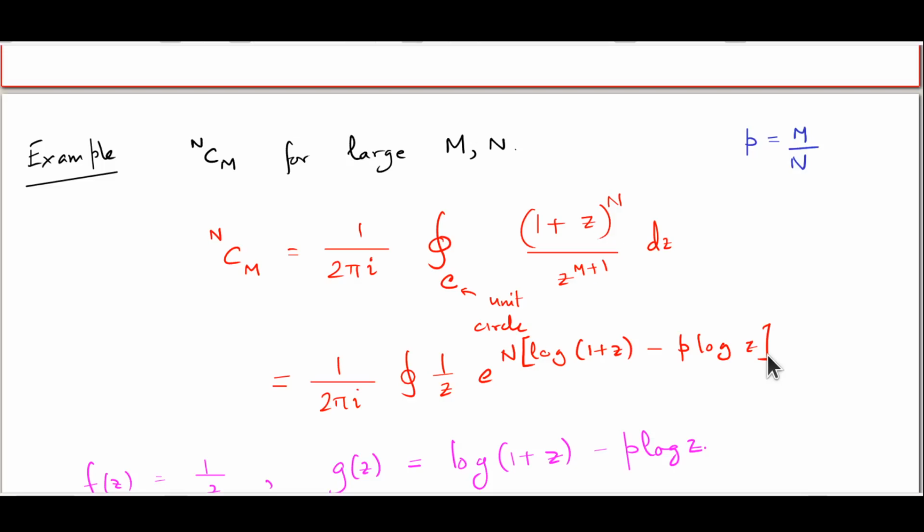Now, if you divide 1 plus z to the n by z to the m plus 1, then NCM becomes the coefficient of 1 by z. And Cauchy's residue theorem tells you that if you were to integrate 1 plus z to the n by z to the m plus 1 along any closed contour which contains the singularity, which in this case is at z equal to 0 at the origin, you are going to get 2 pi i times the residue, which is of course nothing but the coefficient of 1 by z. So if you multiply this contour integral by 1 by 2 pi i, the Cauchy residue theorem guarantees you that the result is going to be NCM.